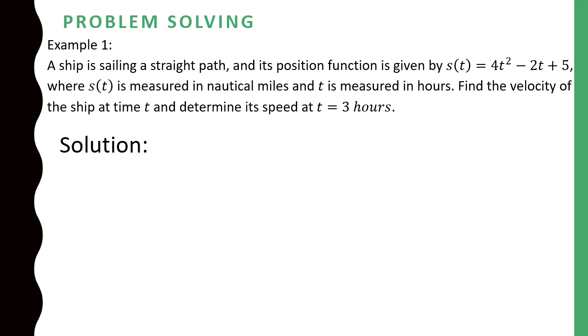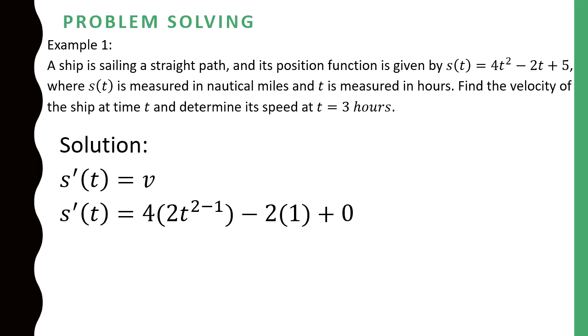So, to solve this problem, we have to find first the derivative of our position function to get the function for velocity. So, the derivative of our position function is 4 times 2t raised to 2 minus 1 minus 2 times 1 plus 0. Again, we do this by using our differentiation rules. So to simplify, this will become s prime of t equals 8t minus 2. This now is our velocity of the ship at time t.